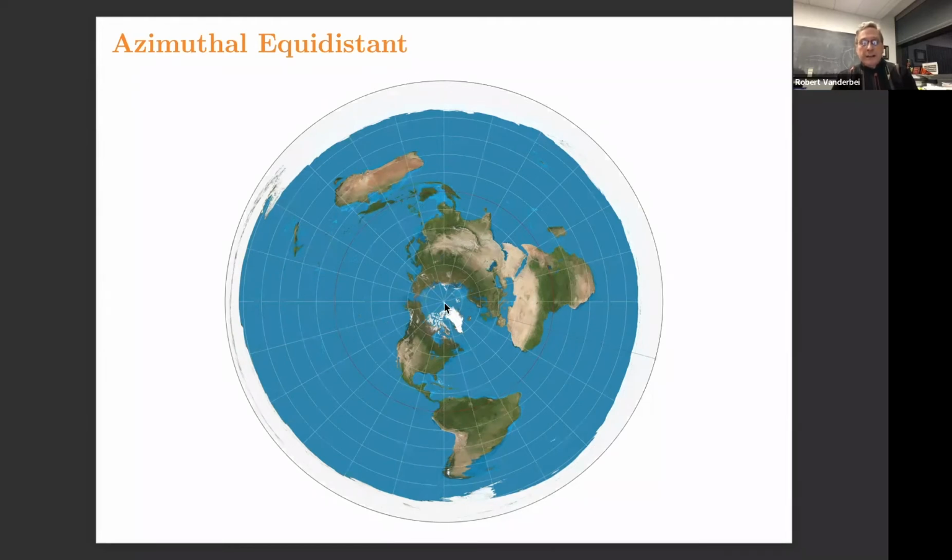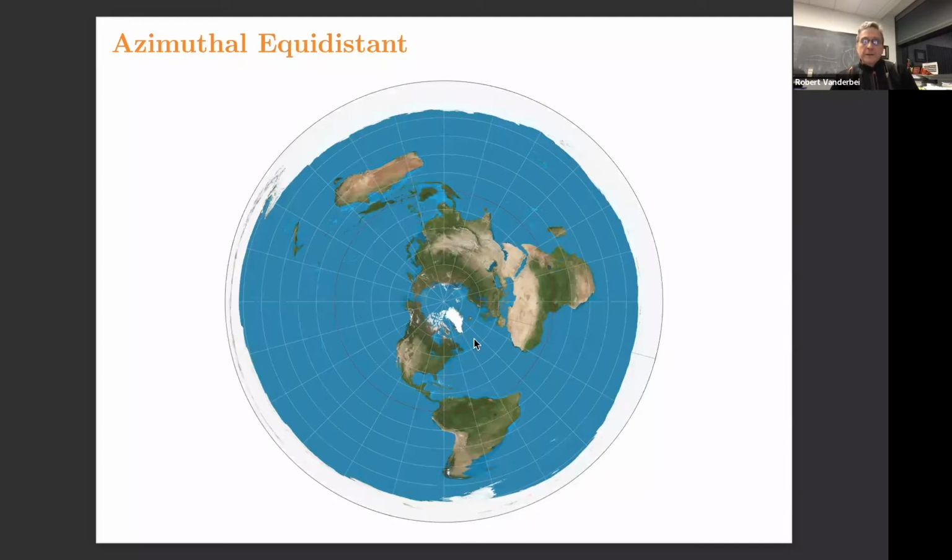So here we are at 90 degrees, we go halfway out and we're at 0 degrees, we go all the way out and we're at minus 90 degrees. So the rate at which the latitude is changing is linear over the radius. And so that's why it's called equidistant.